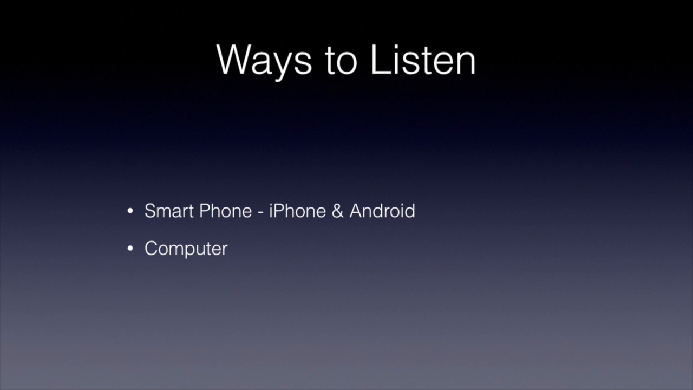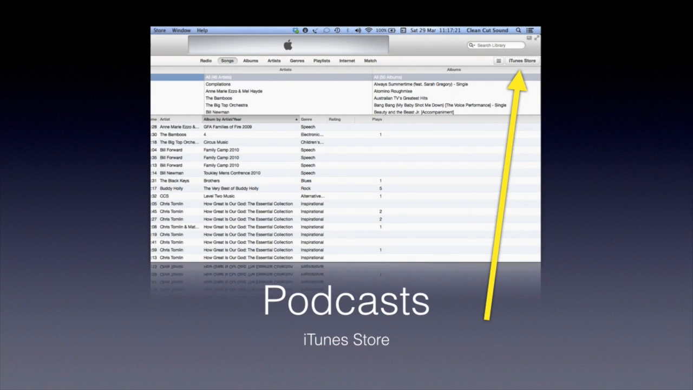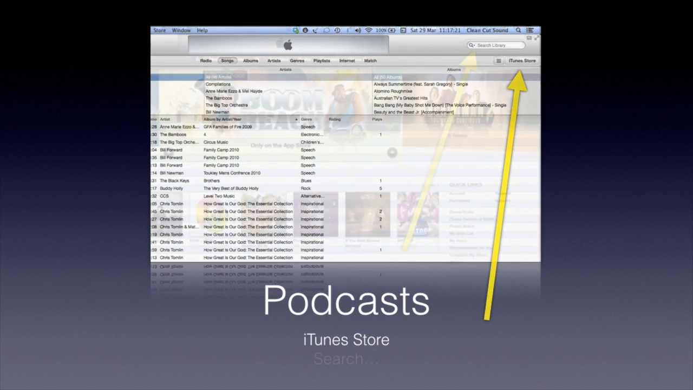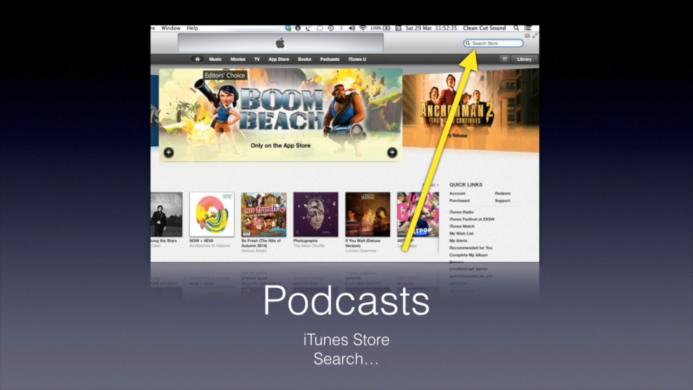So we've done a smartphone, now your computer, laptop, or your desktop, whatever. You can do this through iTunes or an RSS feed. So if you use iTunes, open up iTunes, and on the right hand side there you'll see iTunes Store, where the arrow is. And you search in there.